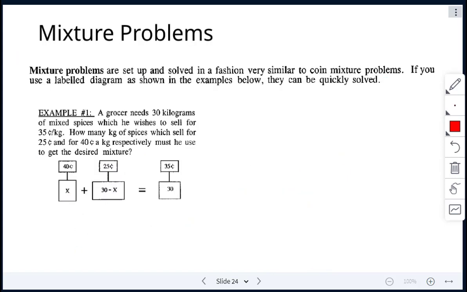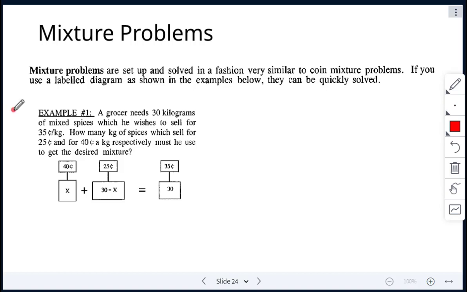All right, so next we're looking at mixture problems. We're going to set them up very similarly to the coin problems. Again, using a labeled diagram really helps with these kinds of problems. So let's look at our first example.